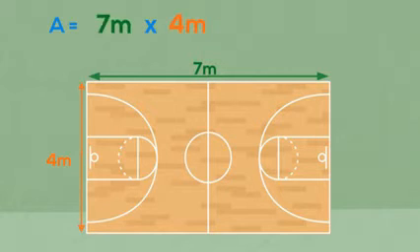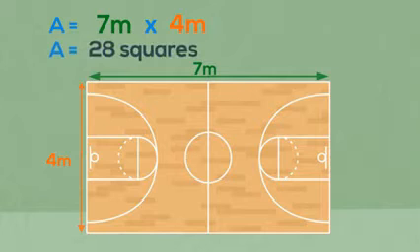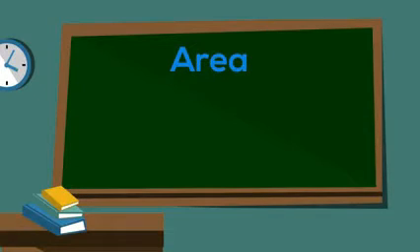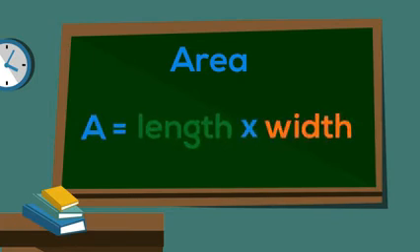7 times 4 equals 28. The area is 28 squares. And because our measurements are in meters, the area is 28 square meters. So, now we know the rule. Area equals length times width.